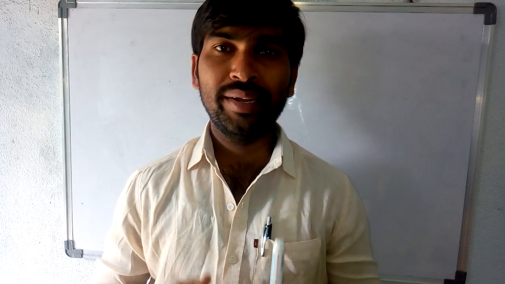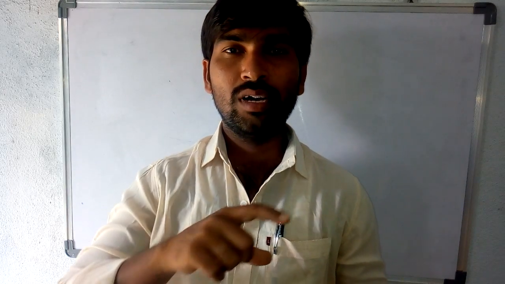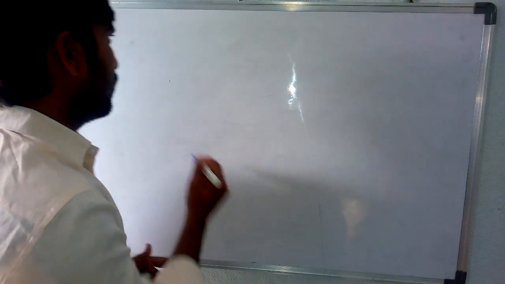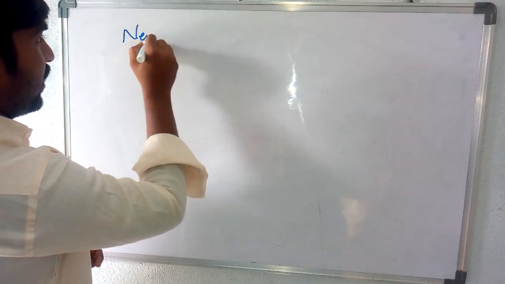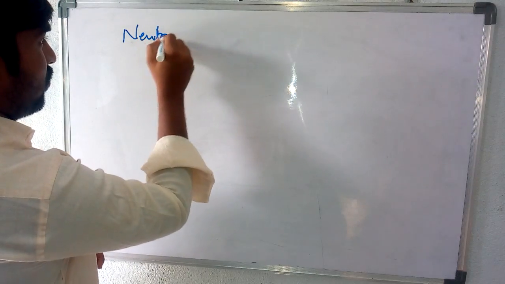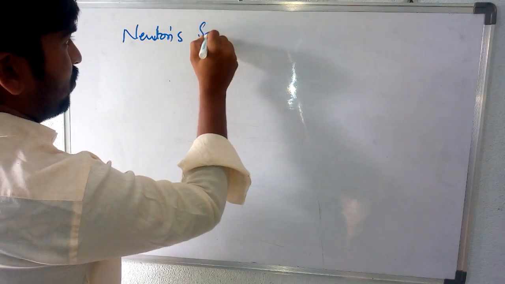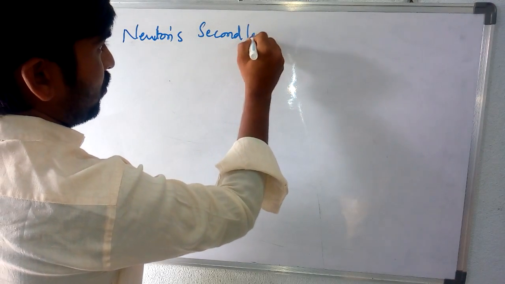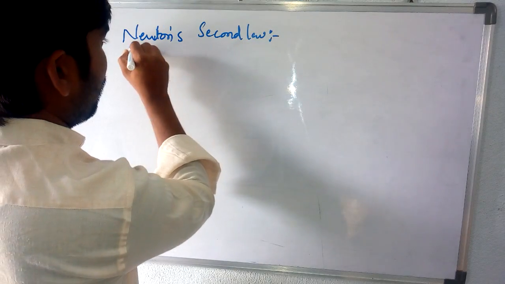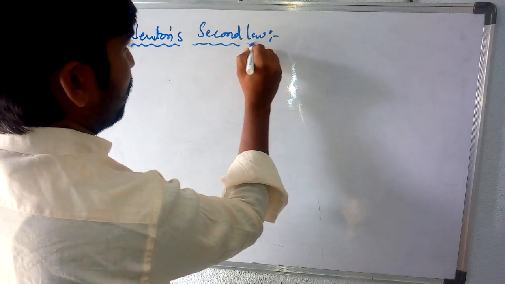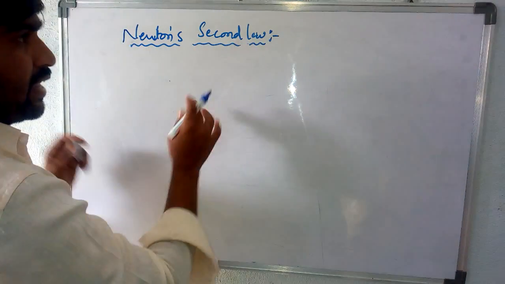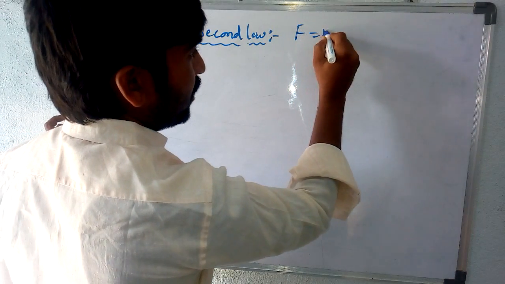Today we will discuss Newton's second law, its mathematical expression. What is the proof for Newton's second law? First of all, what is Newton's second law? Newton's second law is nothing but F is equal to ma.